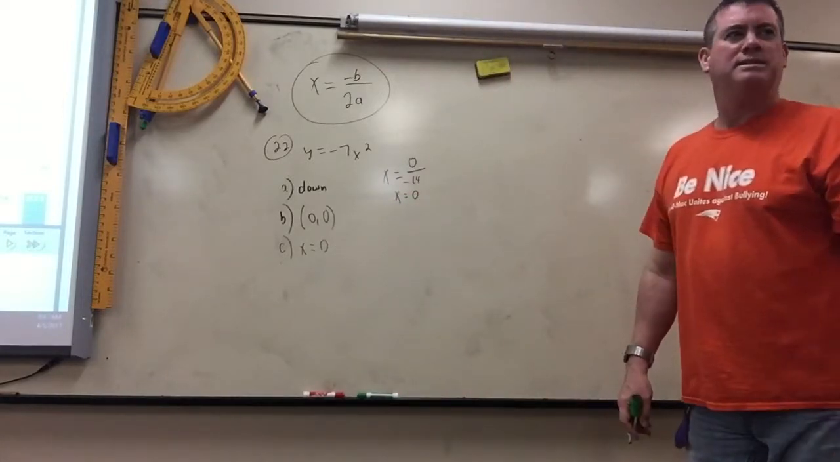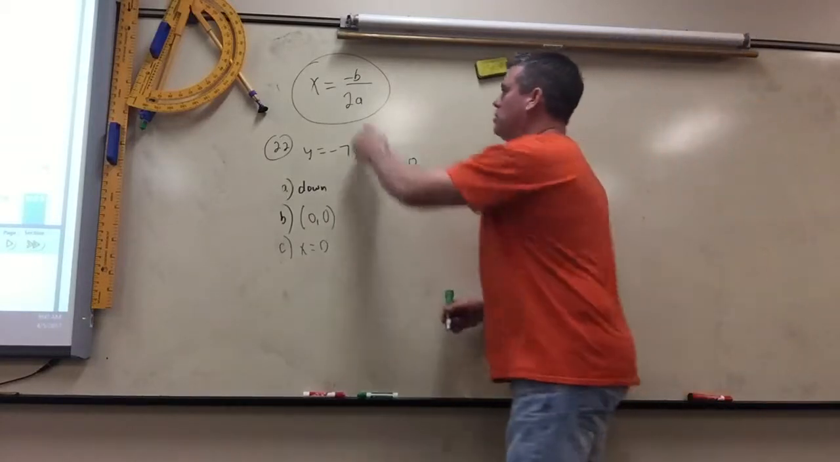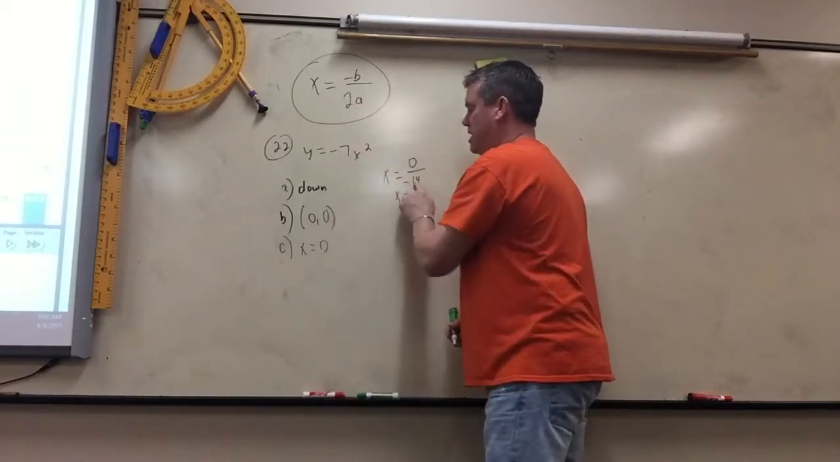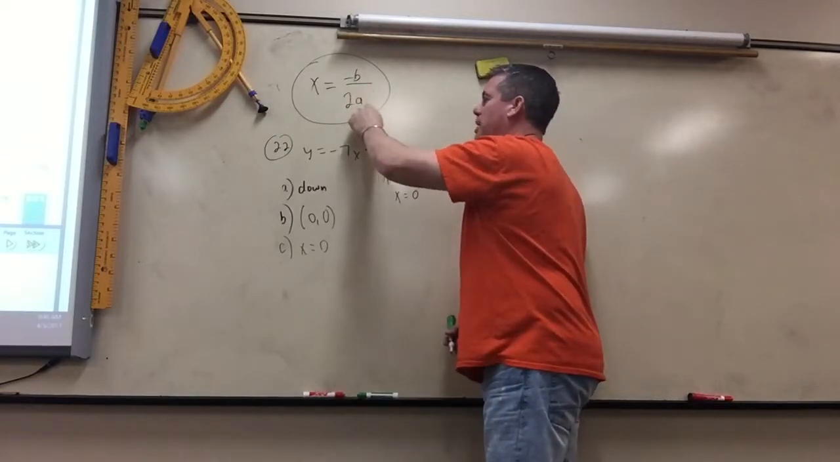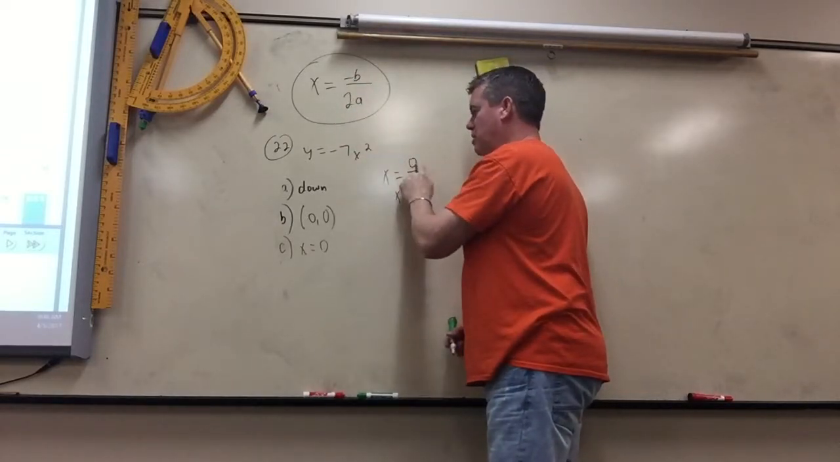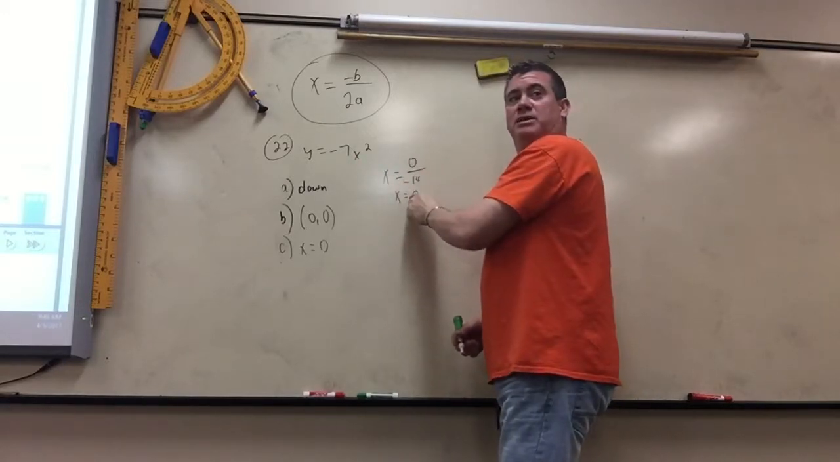Wait, are we doing 21 through 43? 2 times a is negative 14. Because remember, we've got to find negative b over 2a. There is no b, so that's 0. 2 times a is negative 14. 0 divided by negative 14 is 0.